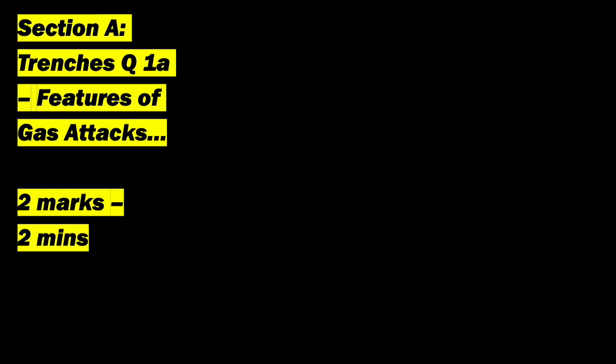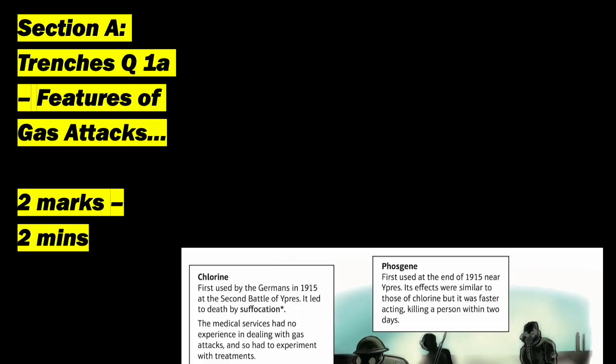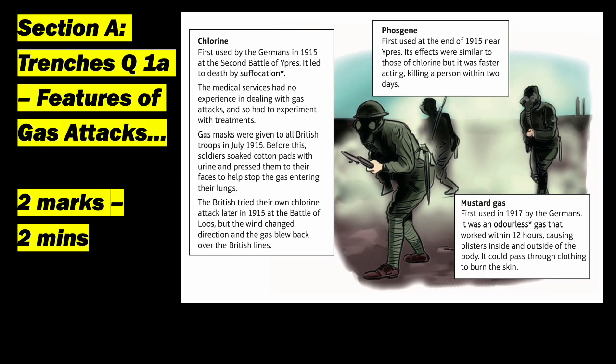So let's move now ourselves into the trenches paper, which is section A of your medicine paper. Remember, shortest amount of time on this, 25 minutes, and get straight into it. The first question is relatively easy. It's 2 marks. You do 2 different features of 2 different things, but they should be fairly straightforward.